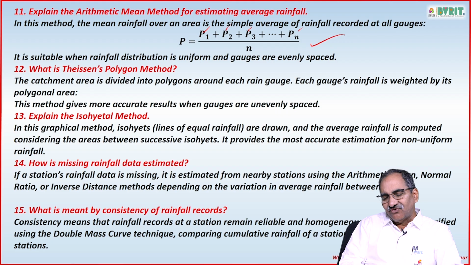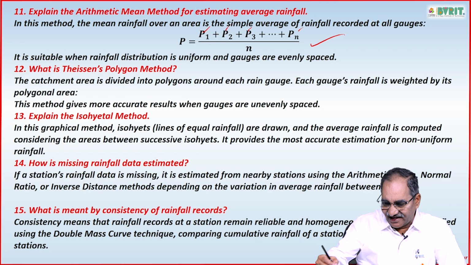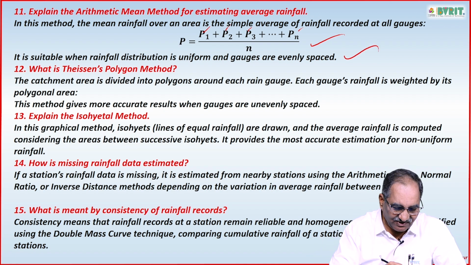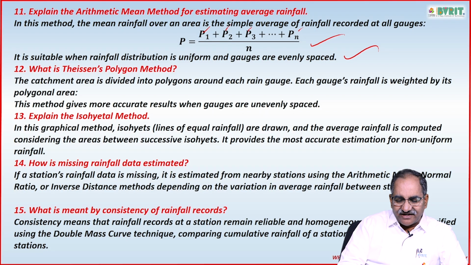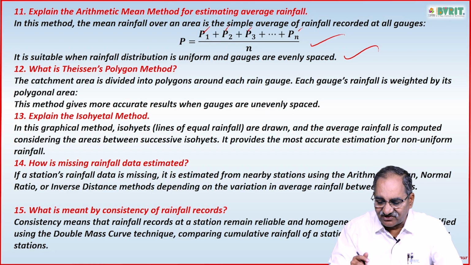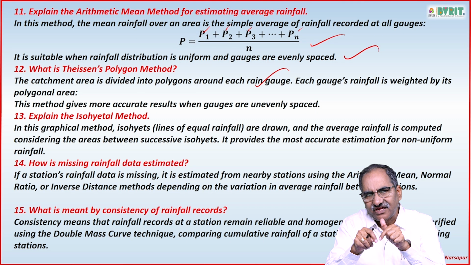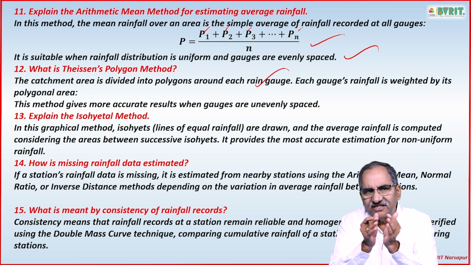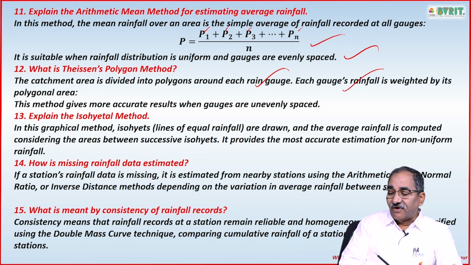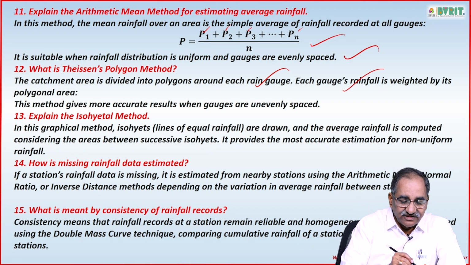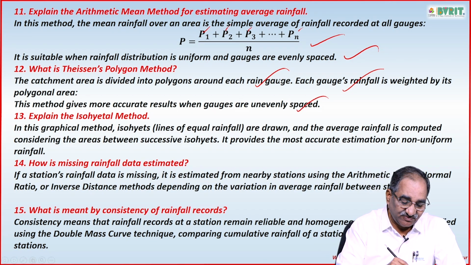This method can be used when the rainfall distribution is uniform and the gauges are evenly spaced. What is the Thiessen polygon method? In this method, a catchment is divided into a number of polygons around each rain gauge. That means the area nearest to a rain gauge is isolated. Each gauge's rainfall is then weighted by its polygon area. This method gives more accurate results even when the gauges are unevenly spaced.